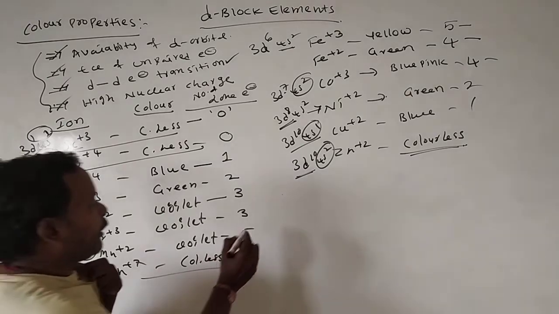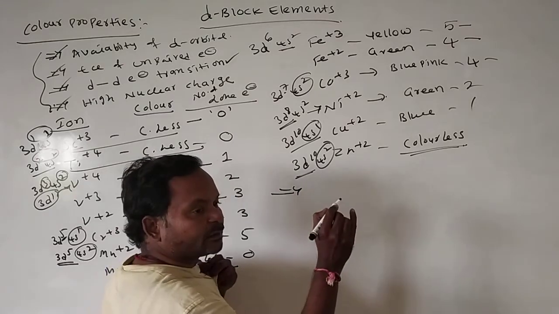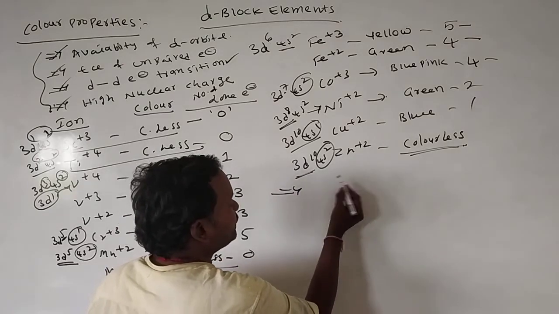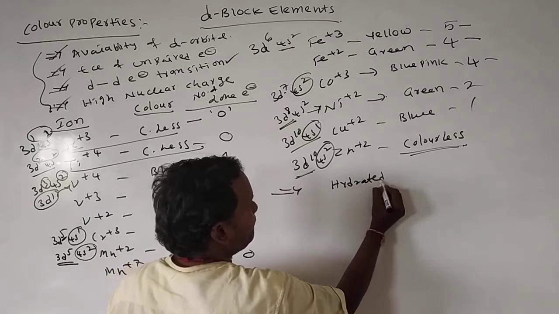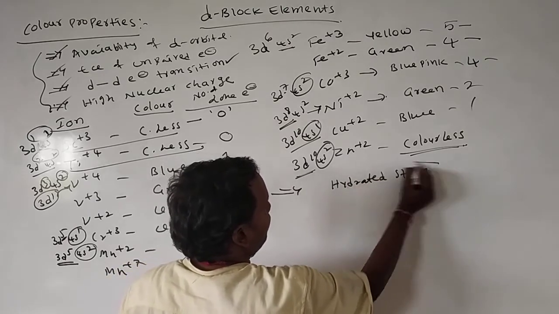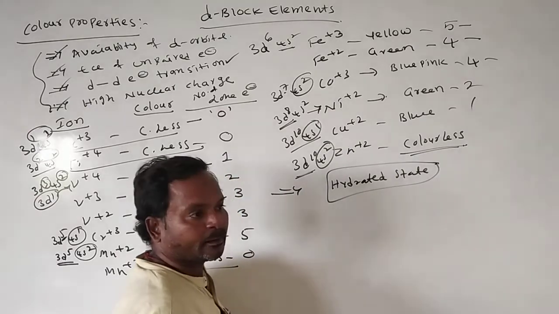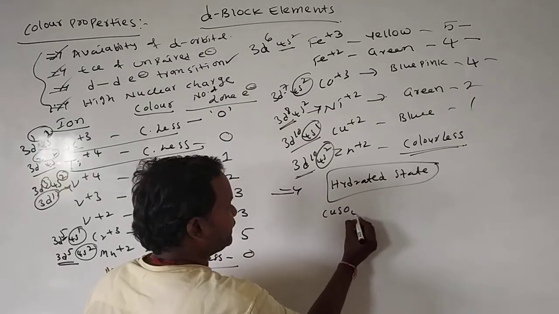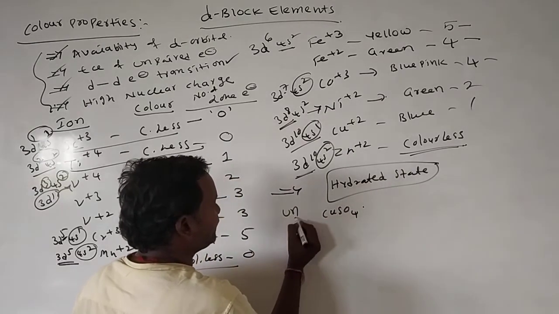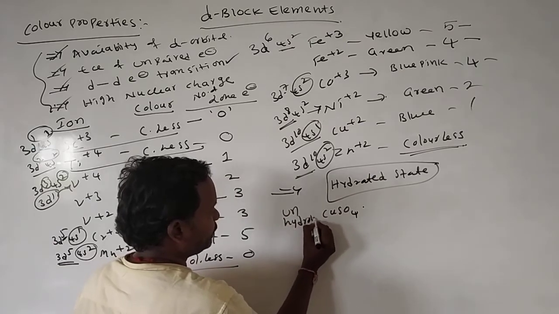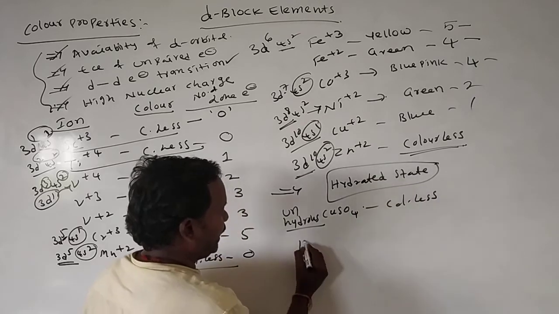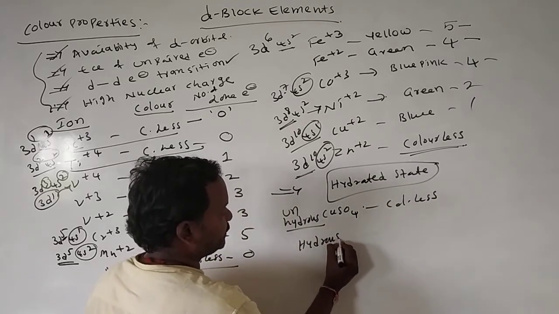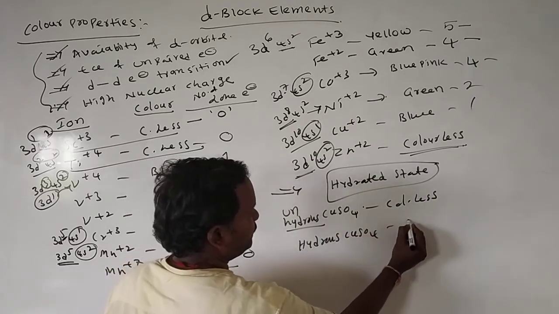And one more thing, all the transition elements show color properties in hydrated state only. Suppose, for example, cupric sulfate. Anhydrous cupric sulfate is colorless. Hydrous cupric sulfate is blue in color.